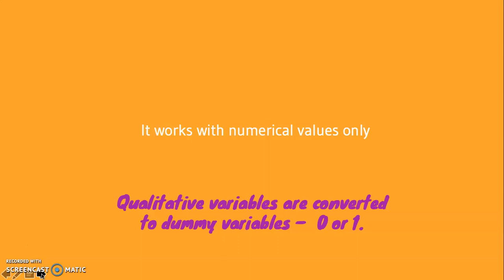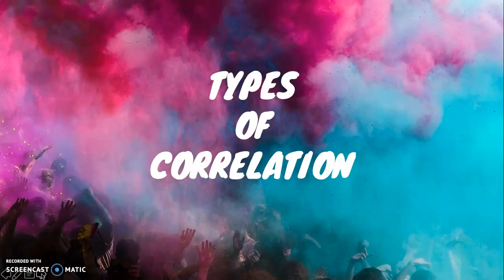Linear regression works with numerical values only. But if you have to include qualitative variables in your study, you have to convert them to dummy variables, and dummy variables take the form of 0 or 1.